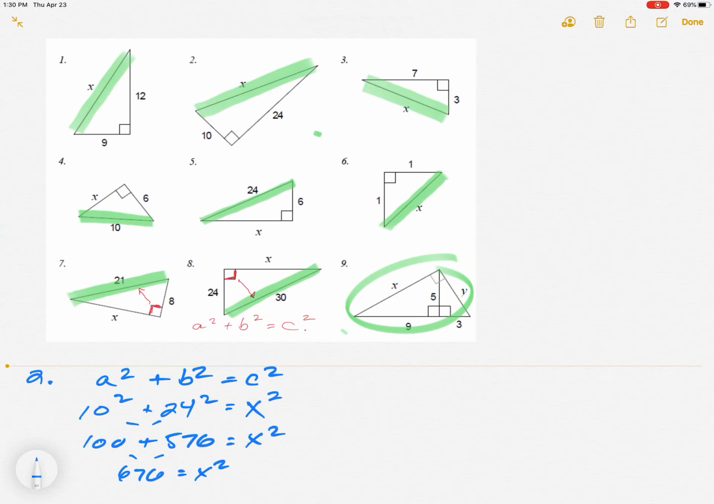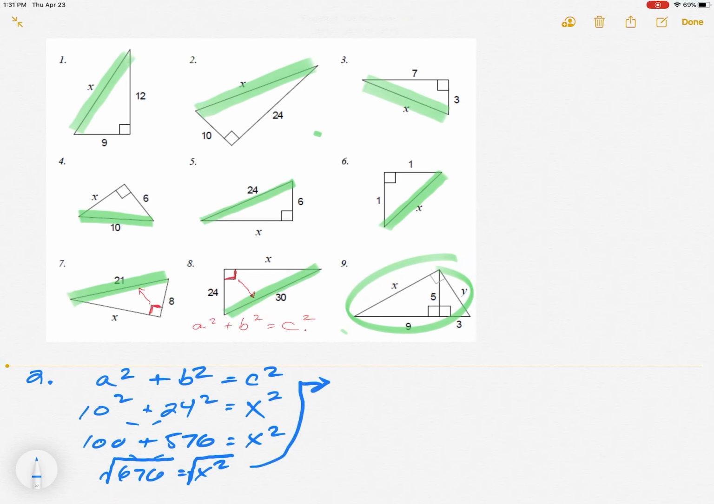Well, if I have x squared, in order to get x by itself, I just take the square root of that. Now, if I take the square root of what's on the right side of that equal sign, I need to also take the square root of what's on the left side of the equal sign so that the equation remains balanced. All right?